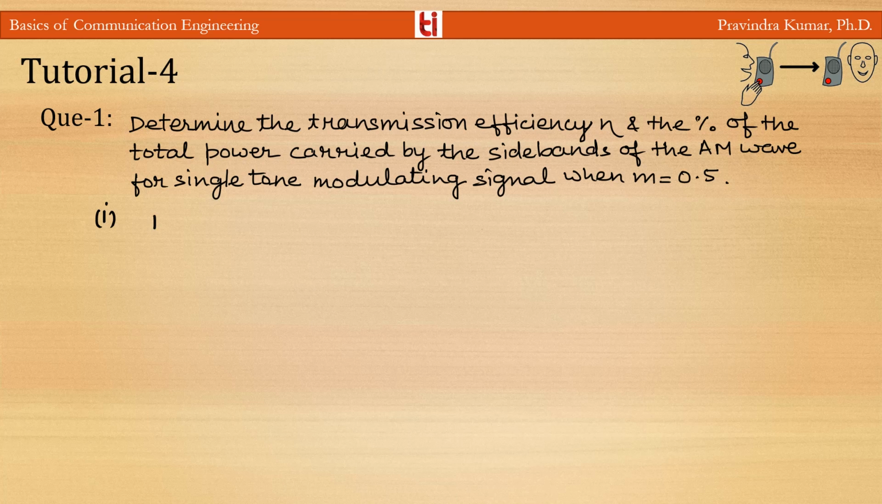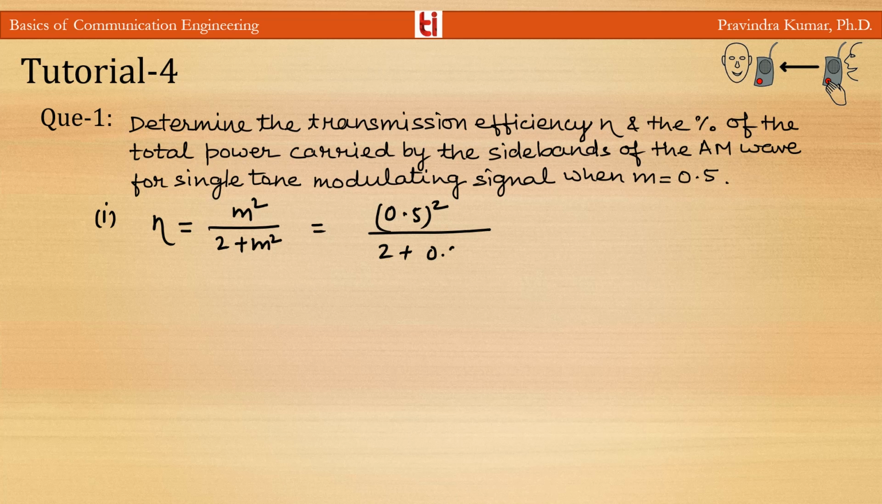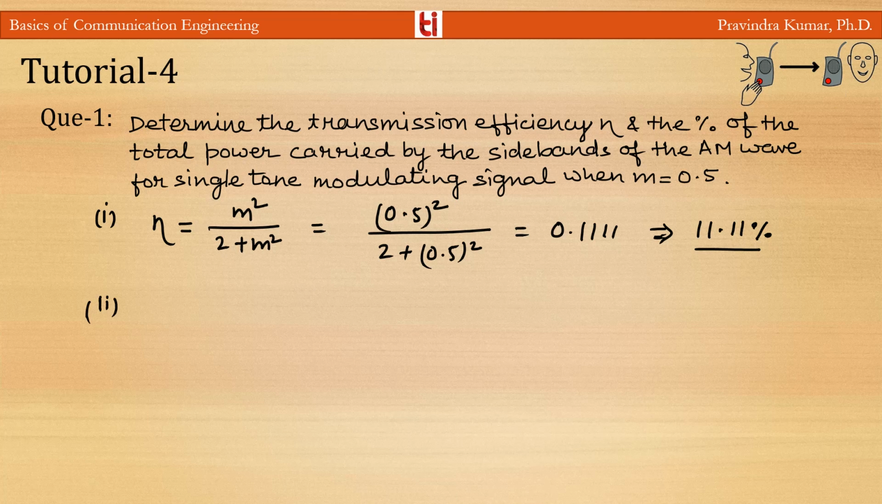You know the transmission efficiency eta is m square by 2 plus m square. So from here we can find 0.5 squared by 2 plus 0.5 squared, and it will be equal to 0.1111, or you can say it is 11.1%. And the second is the sideband power.